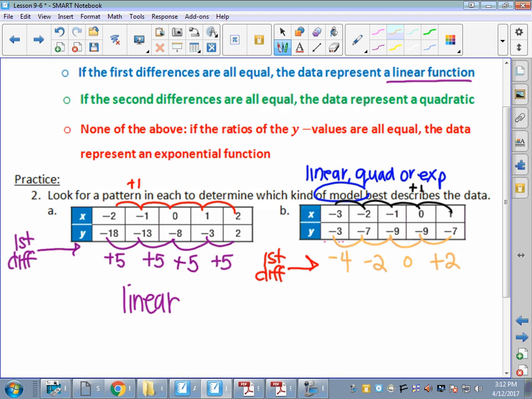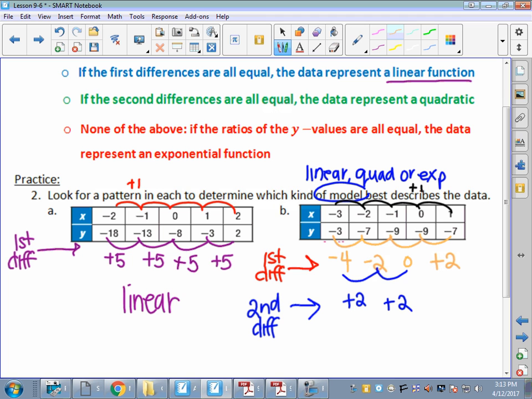So now I'm going to do second differences. I'm going to take those answers that I just wrote down, and I'm going to ignore the table completely. I'm just going to think to myself, how do I get from negative 4 to negative 2? That's plusing 2. How do I get from negative 2 to 0? How do I get from 0 to 2?